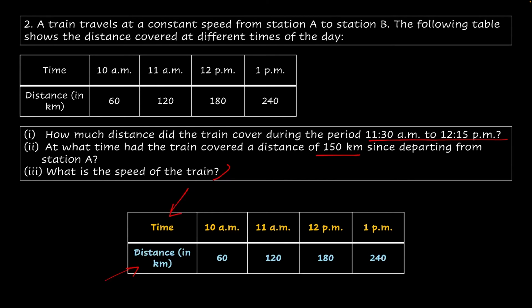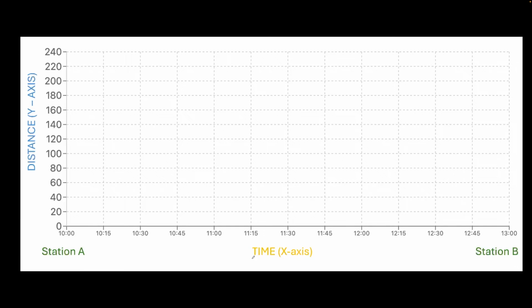Time is the x-axis, distance is the y-axis. So we've chosen time on the x-axis, and as you can see, it's 10 a.m. to 1 p.m., and we've taken intervals of 15 minutes because it is important to go as granular as possible depending on the question. We have station A starting and we end at station B. And we've also taken distance on the y-axis in intervals of 20, again to make it easier for us to answer the questions that we have.